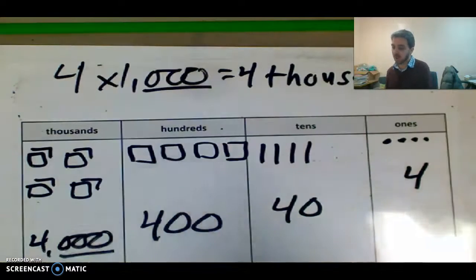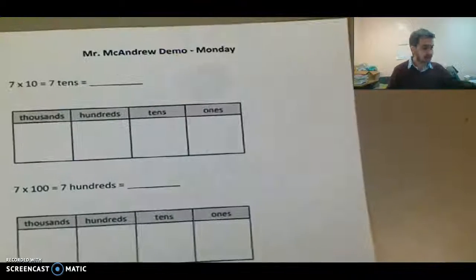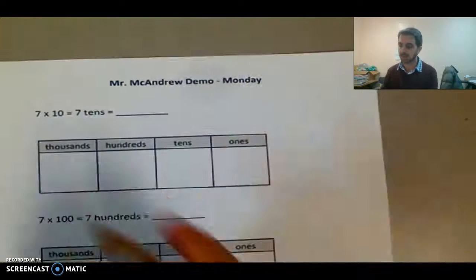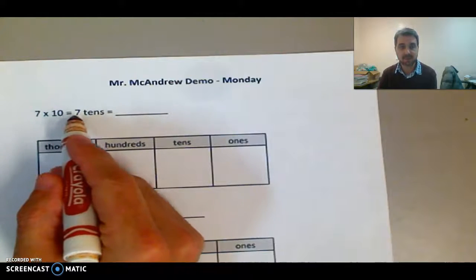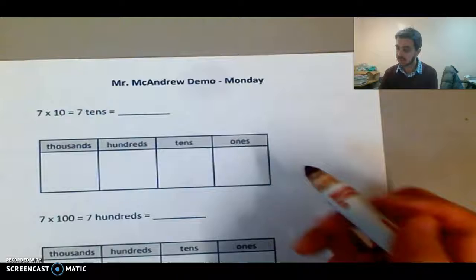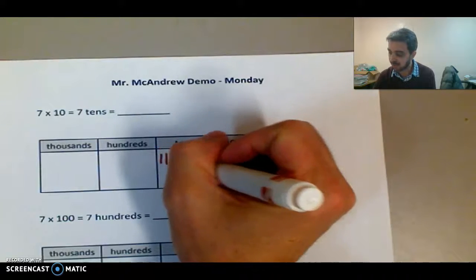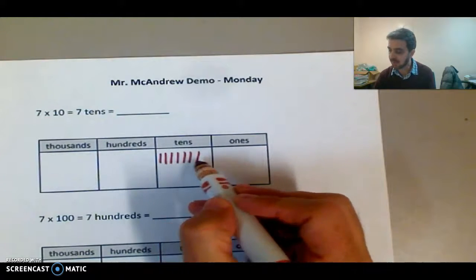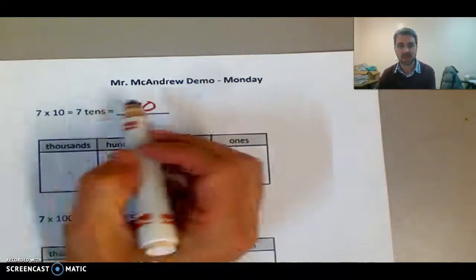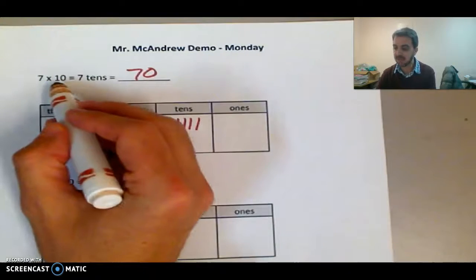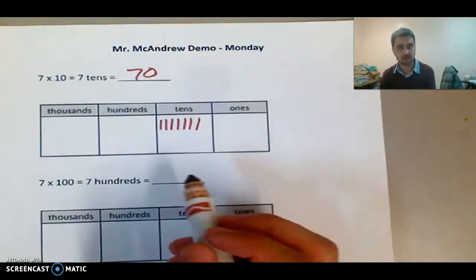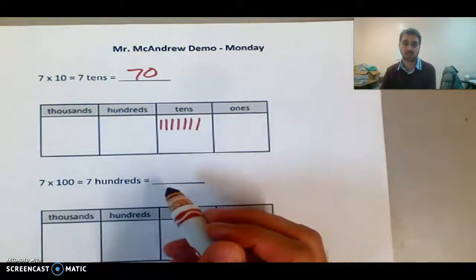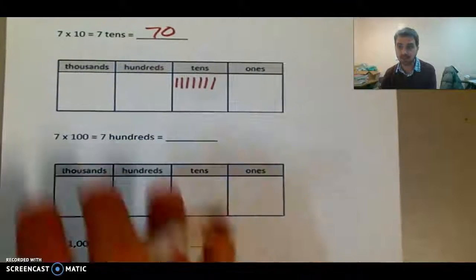Okay, so your paper that you're going to do today is going to look a lot like this. I'm going to demo just one of them for you. So you've got here 7 times 10, which is 7 tens. So I'm going to do 7 tens. 1, 2, 3, 4, 5, 6, 7. And that gives me 10, 20, 30, 40, 50, 60, 70. 7 times 10 is 70. 7 times 1 is 7 plus another 0. That's probably how your older siblings, if you have any, or aunts or parents were taught it. Which is fine. But I'm trying to show you why this all works.